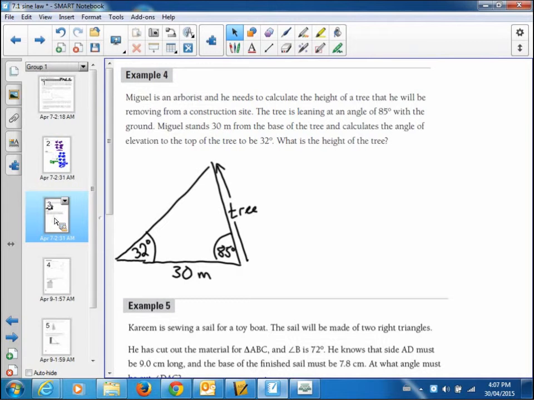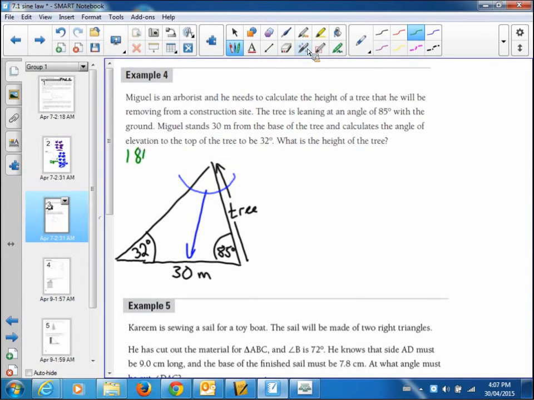From that diagram, before you get started, you might want to figure out a few things. Because if we want the height of the tree, we want that side. We will need angle A, because the side across from it is what is known. So angle A is quick to find. 180 minus 32 minus 85 degrees. Angle A, I'm going to call this A, is equal to 63 degrees.